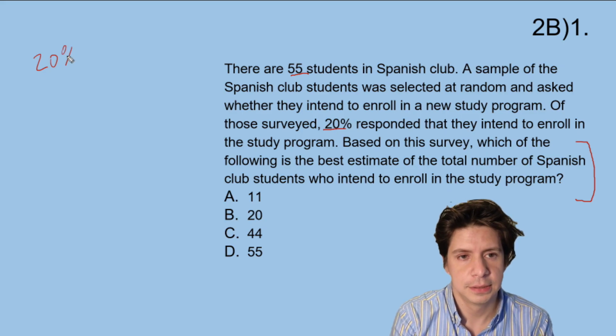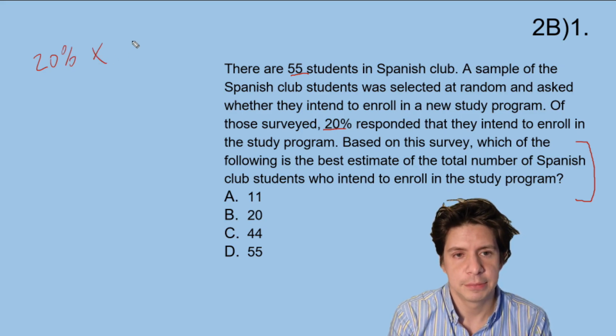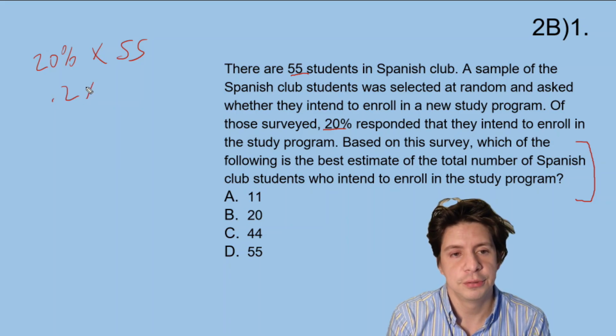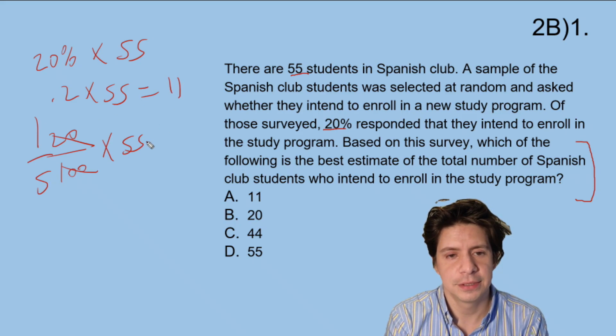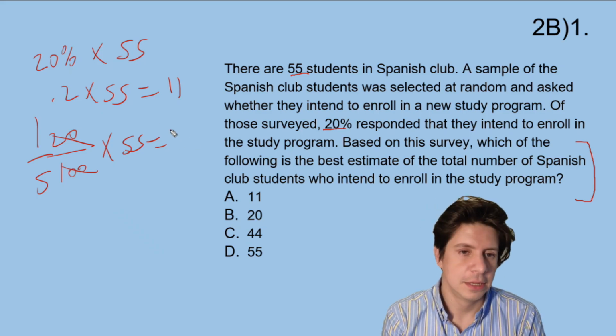So then it should just be 20% times 55, and you can think of that either as 0.2 times 55 or 20 over 100 times 55, which is 1/5 times 55. Either way, you're going to get 11, right? So this is a nice, straightforward question.